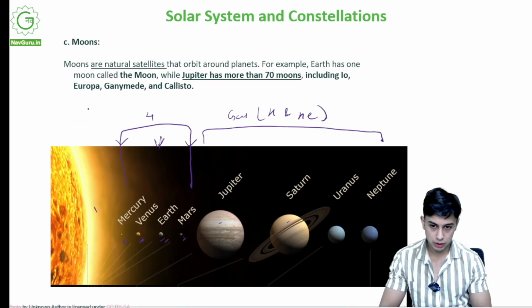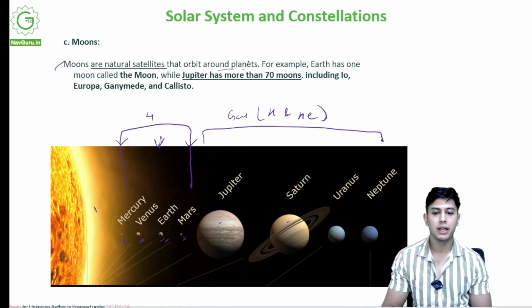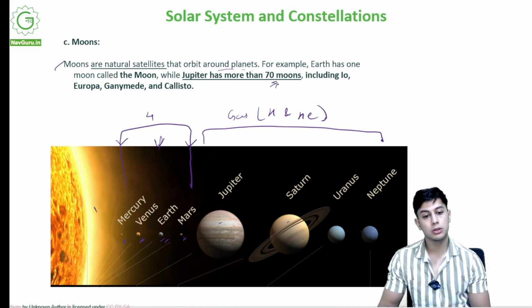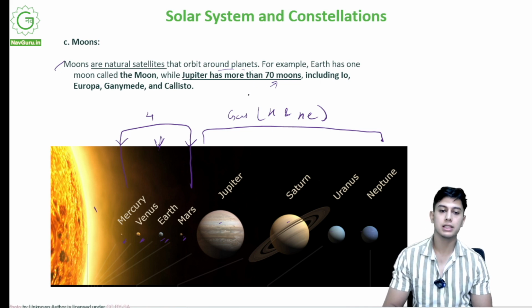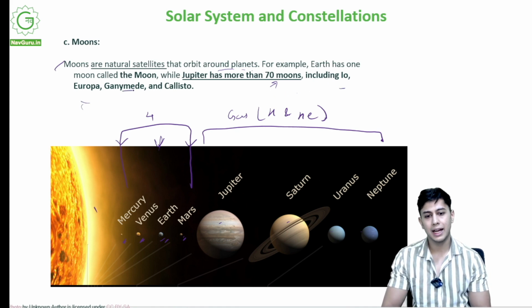Now we come to the moons. Moons are natural satellites, meaning they naturally revolve around the planets, not only the earth. Each planet has a different number of moons. We only have one moon, which we call the moon. Jupiter has a lot of moons. Jupiter has 70 moons. So it depends on the planet, but these are natural satellites that are revolving around the planets. Some of the moons of Jupiter are Io, Europa, Ganymede, Callisto. These are some names we have given to its moons.